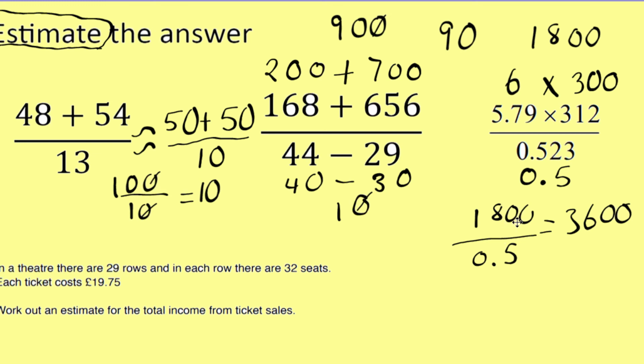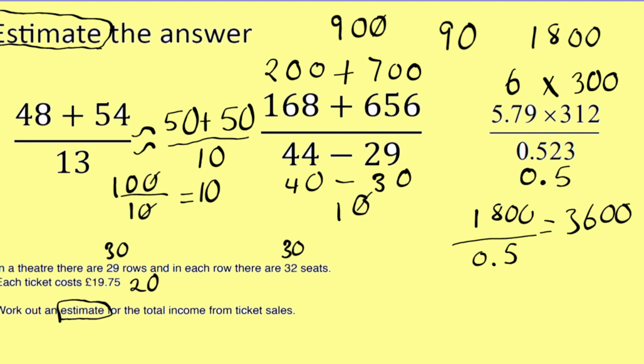You may also get this as a written question. So in a theatre, there are 29 rows. In each row, there are 32 seats. Each ticket costs £19.75. Work out the estimate. So that's the key word there, estimate, for the total income from ticket sales. So 29, I'll round that to 30. Okay, so there's 30 rows. Each row has 32 seats. So I'm going to round that down to 30. And each ticket costs £19.75. I'm going to round that to 20.